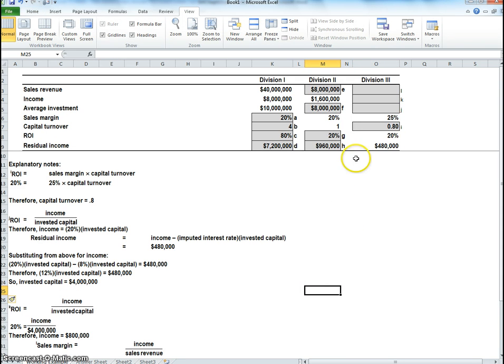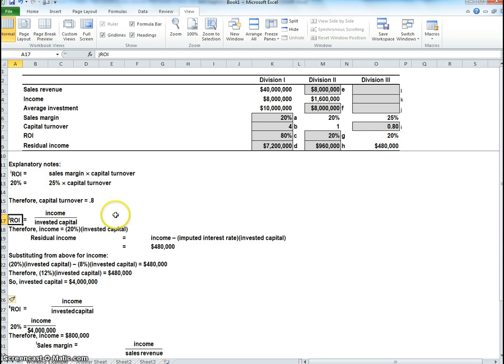All right, so next we're going to go to average investment. So how do we get to average investment with the information that we have? We're going to start here. We're going to look at ROI as our beginning formula, and we know that ROI is equal to income divided by invested capital. So now we have to figure out, once we have that formula, what do we have? Well, we have income is equal to 20% of invested capital, or 20% times invested capital. We also know there's a second formula for residual income, which is income minus imputed interest times invested capital. And we know that the value for residual income is 4,800.